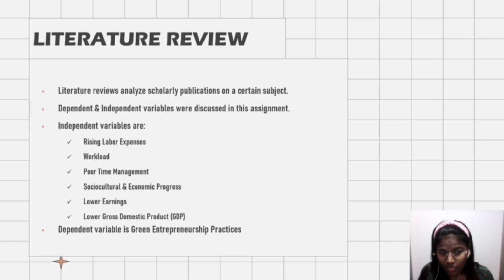The independent variables in this assignment are rising labor expenses, workload, poor time management, socio-cultural and economic progress, lower earnings, and lower gross domestic product, which is known as GDP. And the dependent variable for this assignment is mainly green entrepreneurship practices. That's all from me. Thank you.